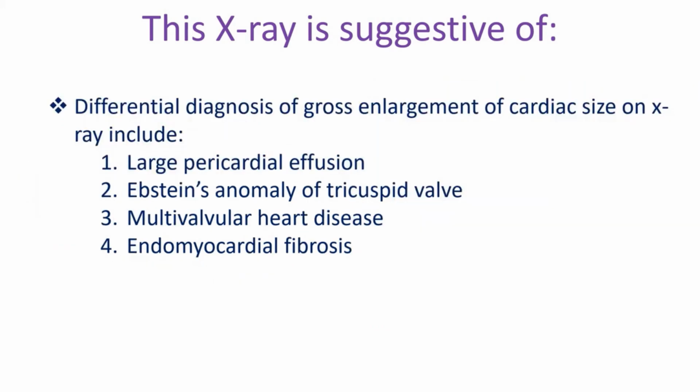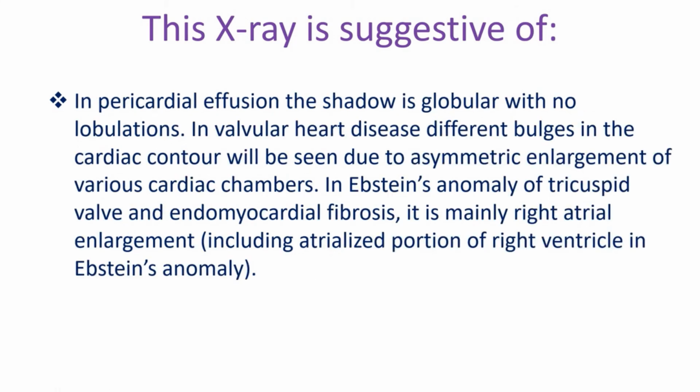Differential diagnosis of gross enlargement of cardiac size on X-ray include 1. Large pericardial effusion, 2. Epstein's anomaly of tricuspid valve, 3. Multivalvular heart disease, 4. Endomyocardial fibrosis. In large pericardial effusion, the shadow is globular with no lobulations. In valvular heart disease, different bulges in the cardiac contour will be seen due to asymmetric enlargement of various cardiac chambers. In Epstein's anomaly of tricuspid valve and endomyocardial fibrosis, it is mainly right atrial enlargement, including atrialized portion of right ventricle in Epstein's anomaly.